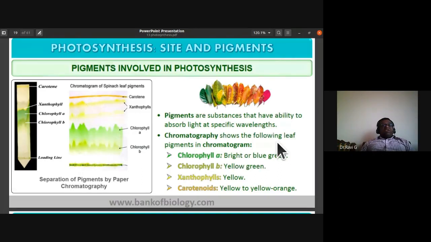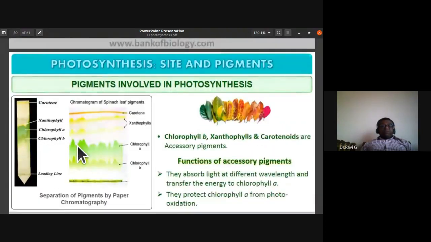Okay, so the chromatography shows the following leaf pigments in a chromatogram. Chlorophyll A, which is bright or blue green. You can notice this bright colored chlorophyll A. Chlorophyll B is yellowish green. Xanthophyll is yellow. Carotenoids are yellow to yellow orange, so dark yellow to yellow orange. The carotenoids are usually orangish yellow. These are the pigments that are found there, and they have the ability to absorb light at different wavelengths.